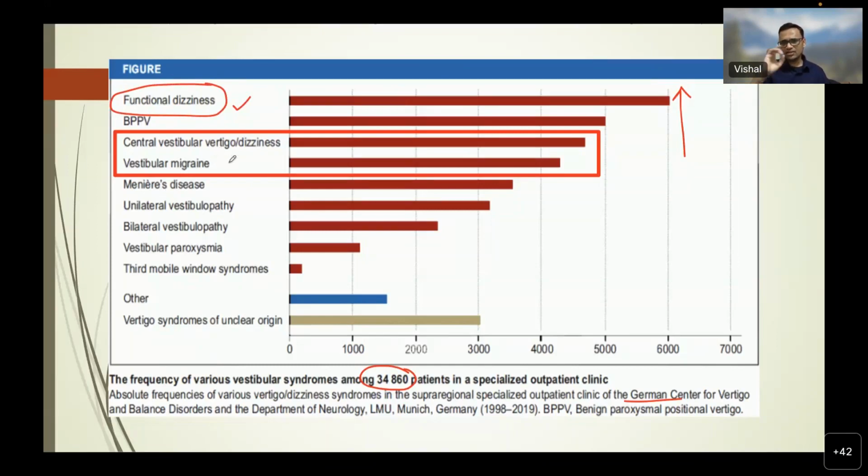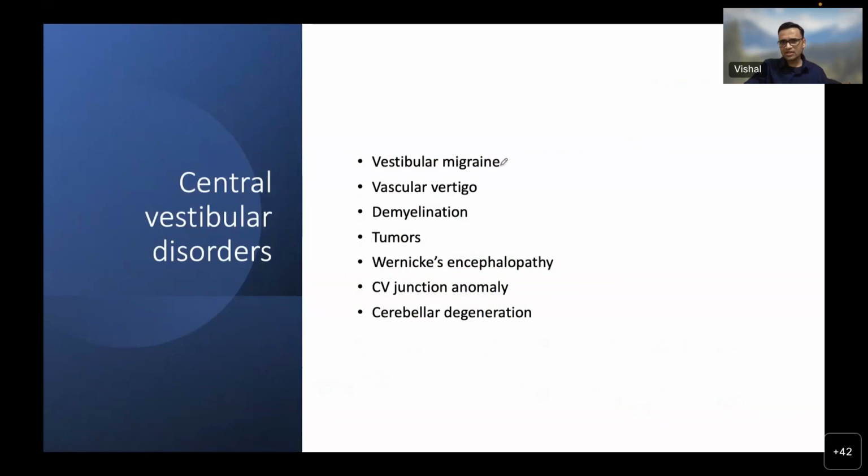These are the common causes in central. I will mention the various causes. Vestibular migraine is the most common. Then vascular vertigo, a newer terminology given to what we earlier called vertebral insufficiency, vertebrobasilar insufficiency, or posterior circulation stroke. The uniform terminology designed is vascular vertigo. If vertigo originates from a vascular cause, whether infarct or bleed, it is called vascular vertigo. Then come demyelination, tumors, nutritional deficiencies, CV junction anomalies, and cerebellar degeneration. These are the various causes we should consider in a patient suffering from vertigo, and these are the common central causes. Of course, there are many other causes.